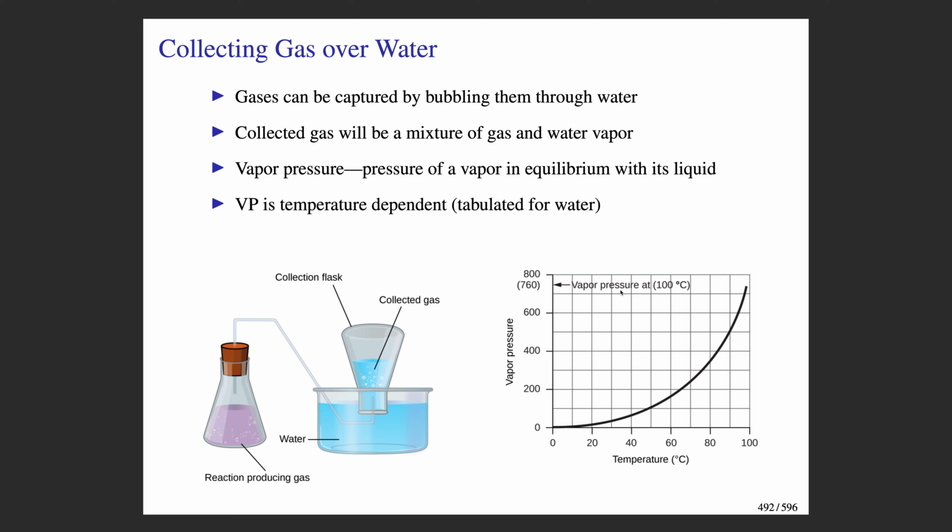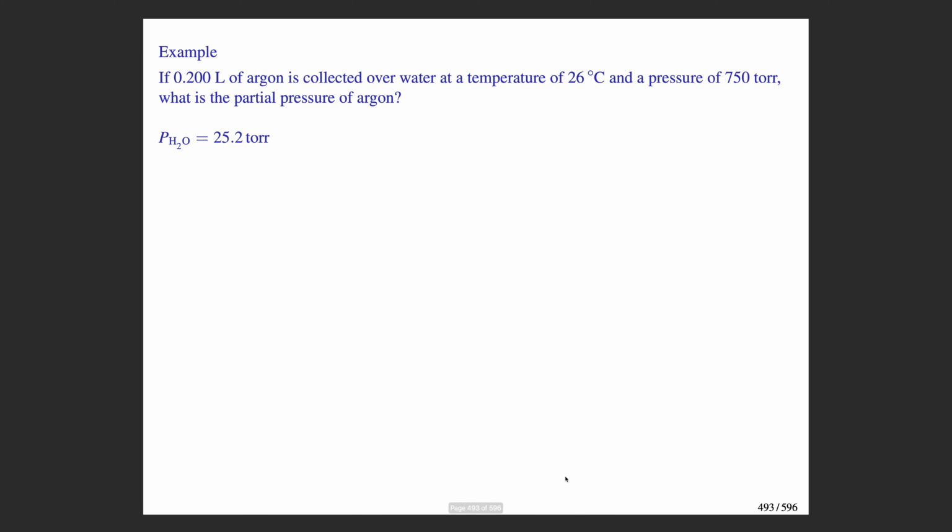So we'll talk more about vapor pressures in the next chapter when we discuss phase transitions, but for right now we need to take into account that whenever we collect a gas through water, we don't have a pure gas, we have a mixture of that gas and water vapor. So we're going to have to make correction factors for the fact that we have a gas mixture. And so let's see what these types of problems look like.